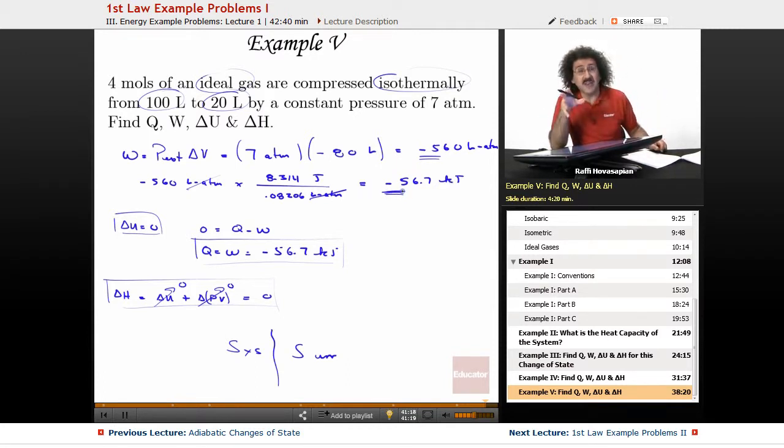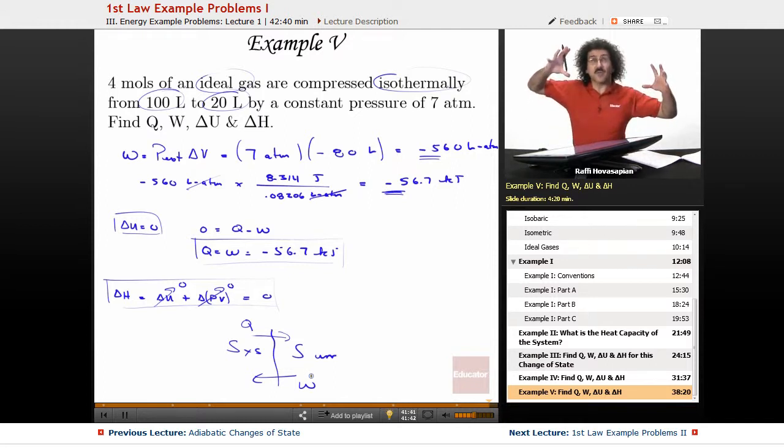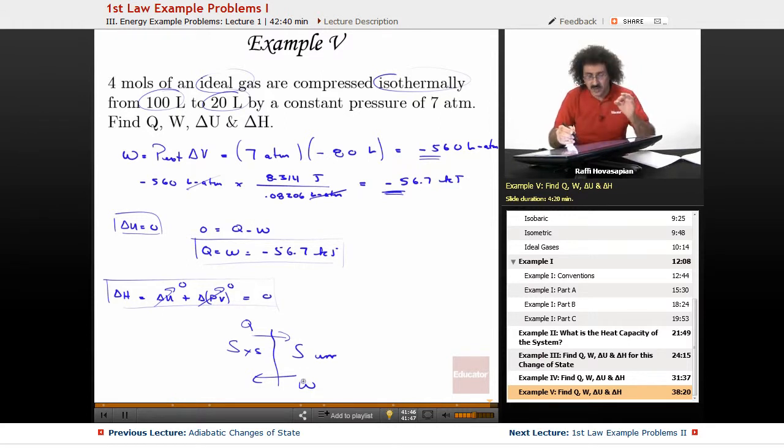The work done is actually negative. That means work is leaving the surroundings. 56.7 kilojoules is moving from the surroundings to the system as work. Heat, minus 56.7 kilojoules. Heat is negative when it's leaving the system. This is a compression. The surroundings are doing work on the system. 56.7 kilojoules of energy transfer as work from the surroundings to the system.